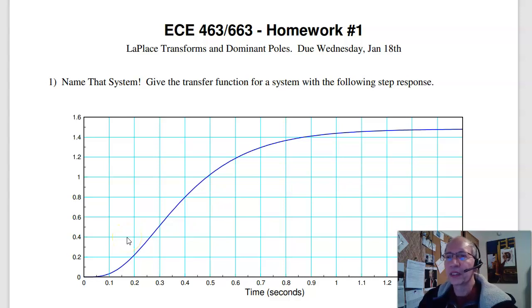Welcome to homework set number 1 for ECE 463-663. This homework is kind of a review of signals and systems. The first problem is going backwards.